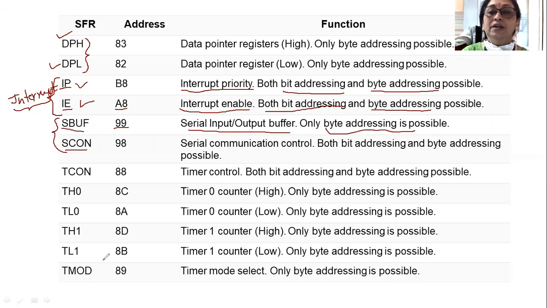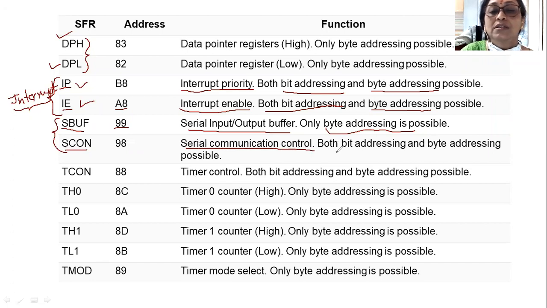So you are writing data to the buffer area, and data can be written into the buffer area byte-wise, so it is only byte addressable. Prior to transmitting or receiving, the data is stored in the buffer area. The second register of the 8051 which is related to the serial communication port is SCON. SCON means serial communication control.